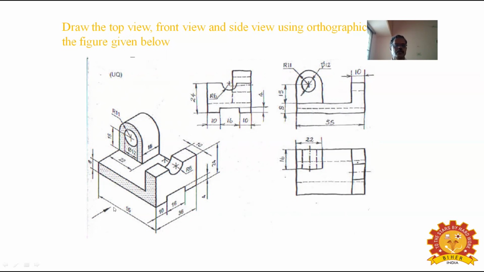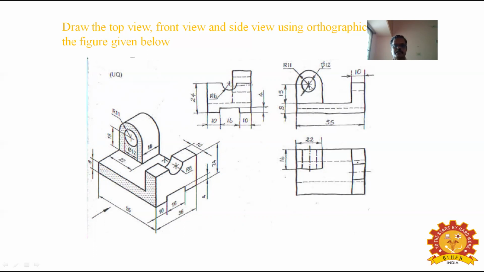In the front view, that L-shaped rectangle you first have to draw. One side is 8 mm, and the other side has 24 mm height. With this they have given us 10 mm width, so draw a 10 mm width on the right hand side. And from the front, this boss is visible. For 8 plus 15, it is 23.